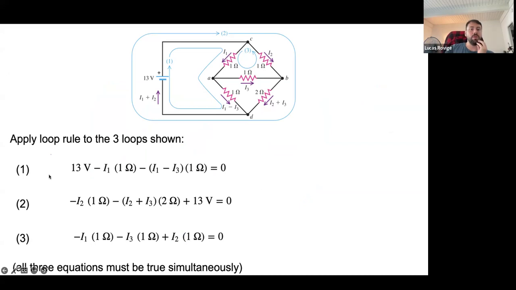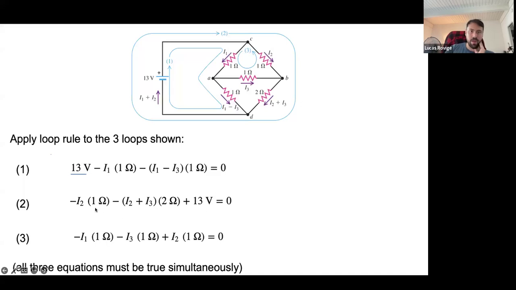So in the first loop, as I was saying, we have the potential here, 13 volt. Then we have the potential drop across this resistor. So it's the current across it multiplied by its resistance, 1 ohm. And then the potential drop across this resistor is the current that flows through it, so it's I1 minus I3 multiplied by its resistance, and it's, again, 1 ohm. And so using the loop rule, we know that this is equal to 0.